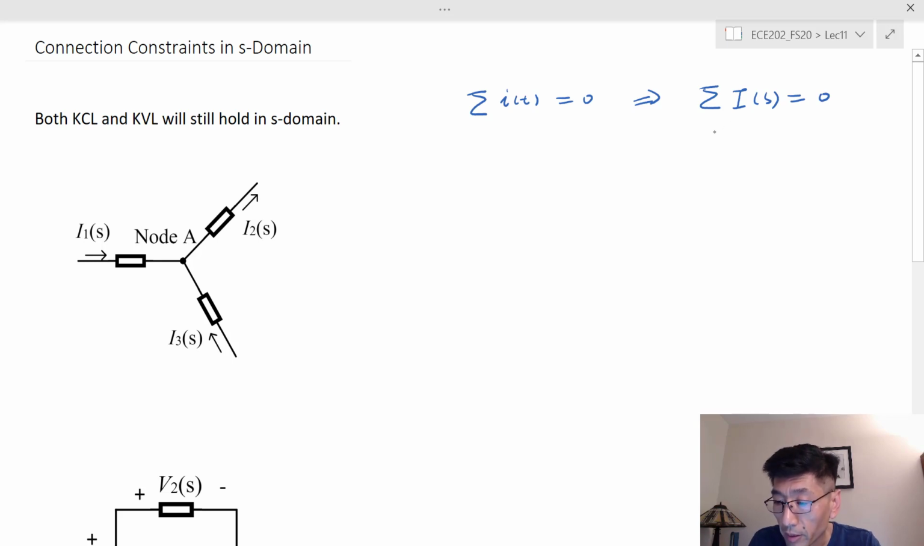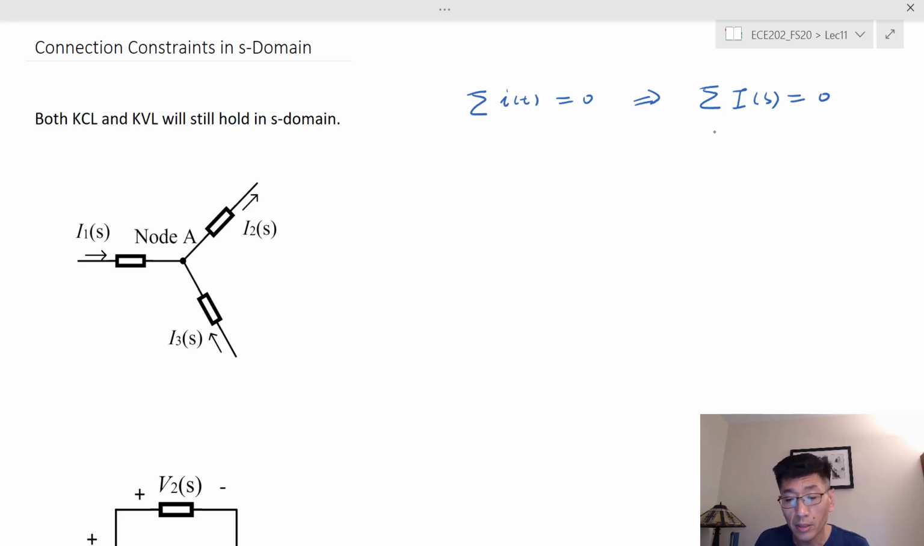Let's see if these are the currents leaving or the currents entering. Any one of the three different flavors of the KCL, if you apply the Laplace transform, they will still hold in the S domain. The same is true for the KVL. So I'm not going to prove this. Instead, I just use these simple examples to recall the things for the KCL, KVL, right?